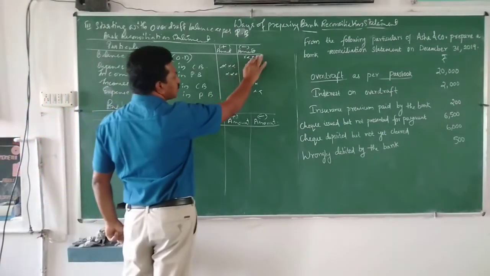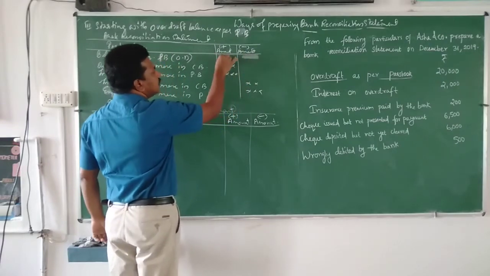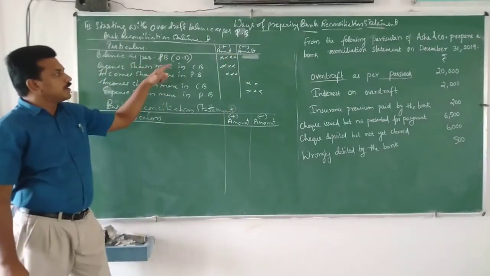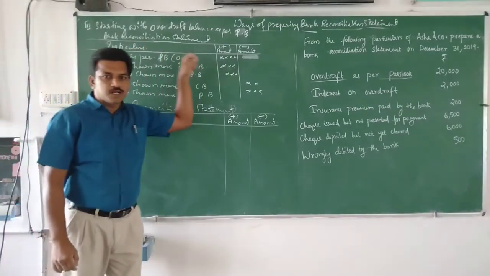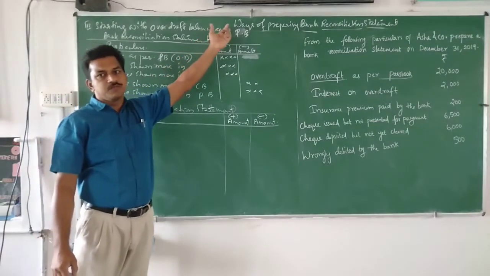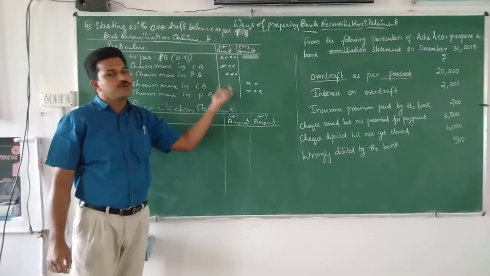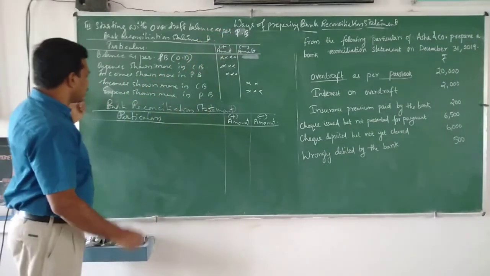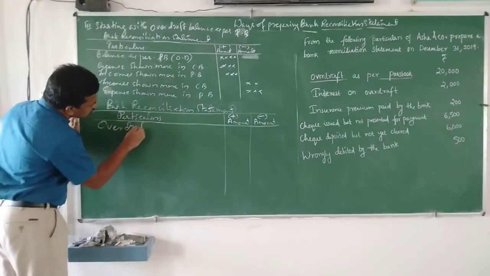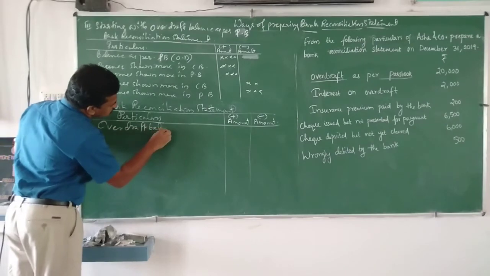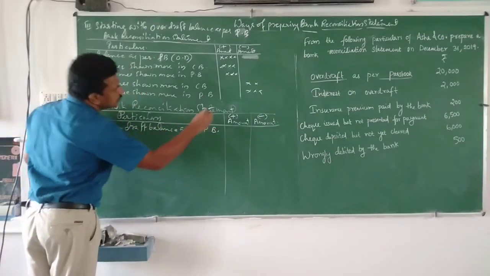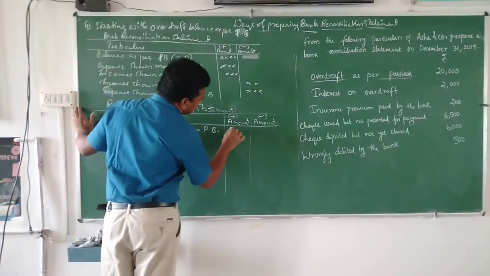Overdraft balance of passbook will be on the added column, because if the passbook has an overdraft, it will be in the debit column. So we have told that all the debit balances can be shown as the amount added. So here we can write overdraft balance as per passbook. How much? 20,000.